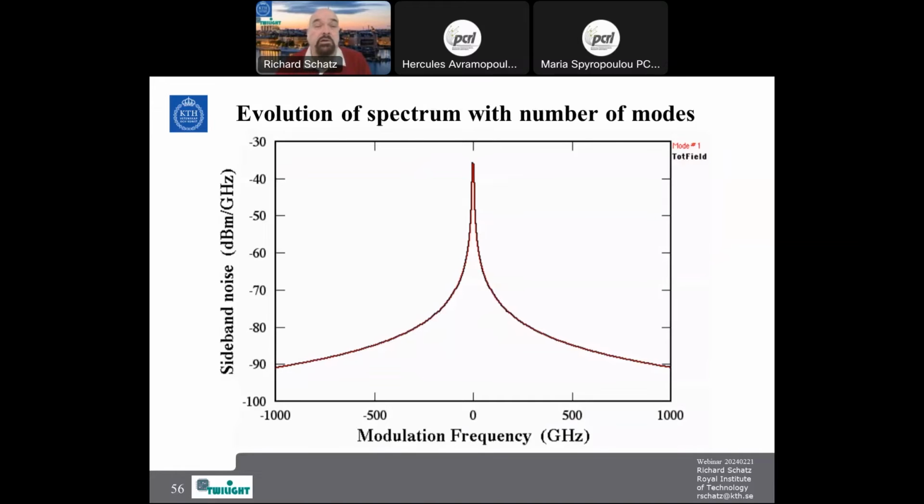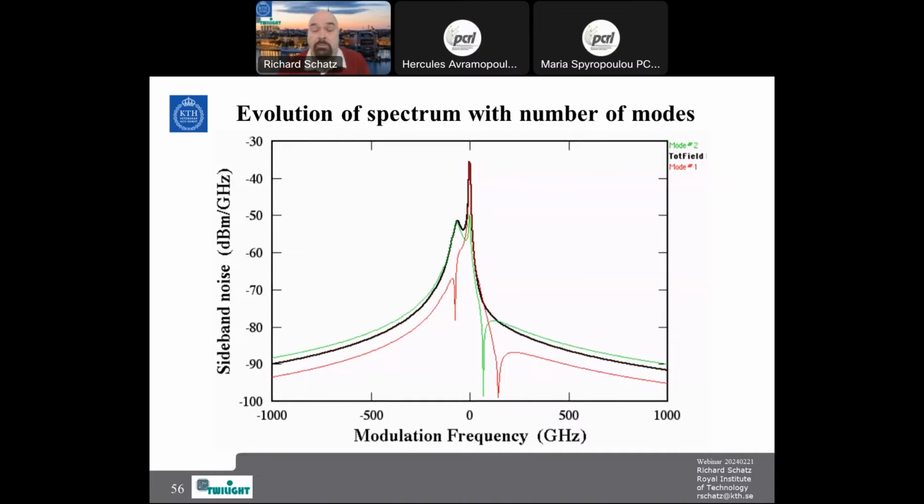So then we can look at the spectrum of this laser. This is a spontaneous emission spectrum. If I only include one mode, I have just a Lorentzian. If I include two modes in my calculation, I have two peaks.